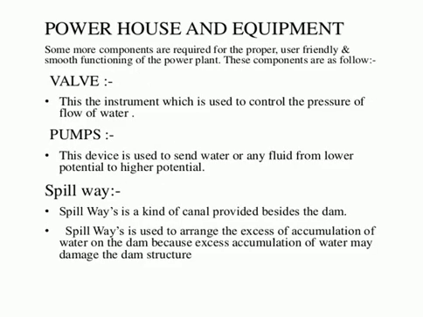Now we will discuss powerhouse and equipment. Some more components are required for the proper, user-friendly and smooth functioning of the power plant. These components are as follows. First one, valve. This is an instrument which is used to control the pressure of flow of water. Second one, pumps. This device is used to send water or any fluid from lower potential to higher potential.